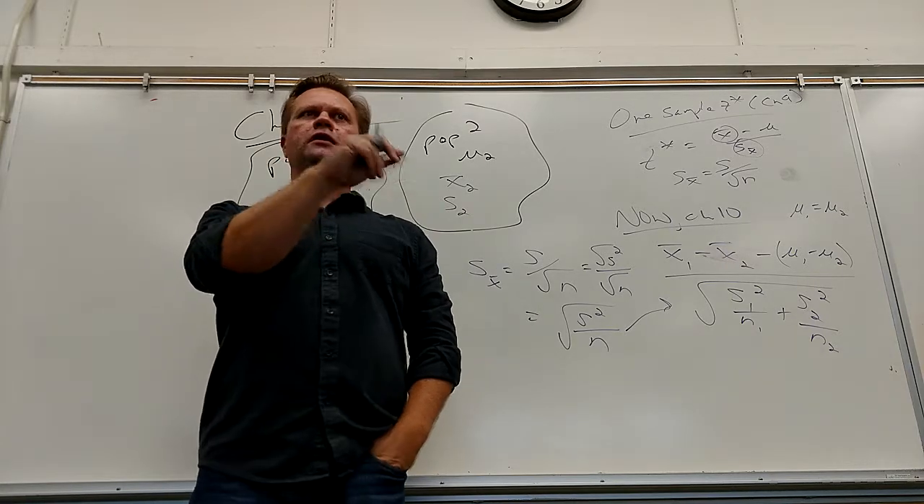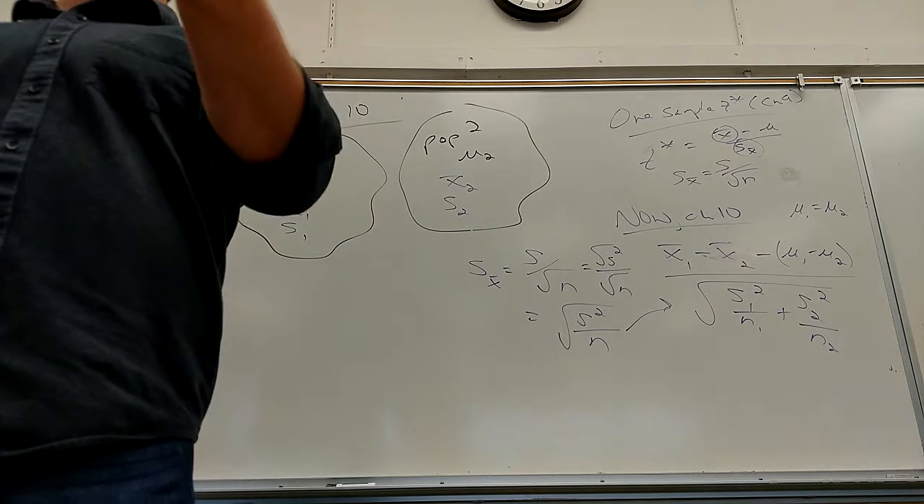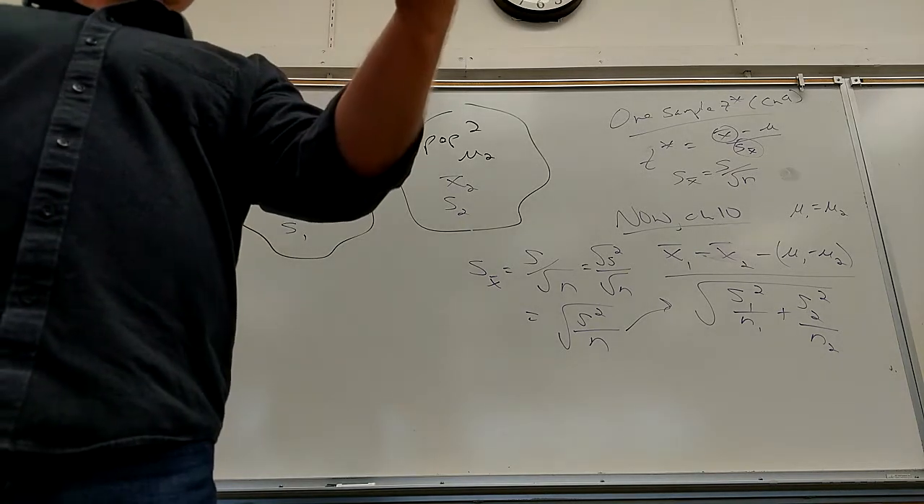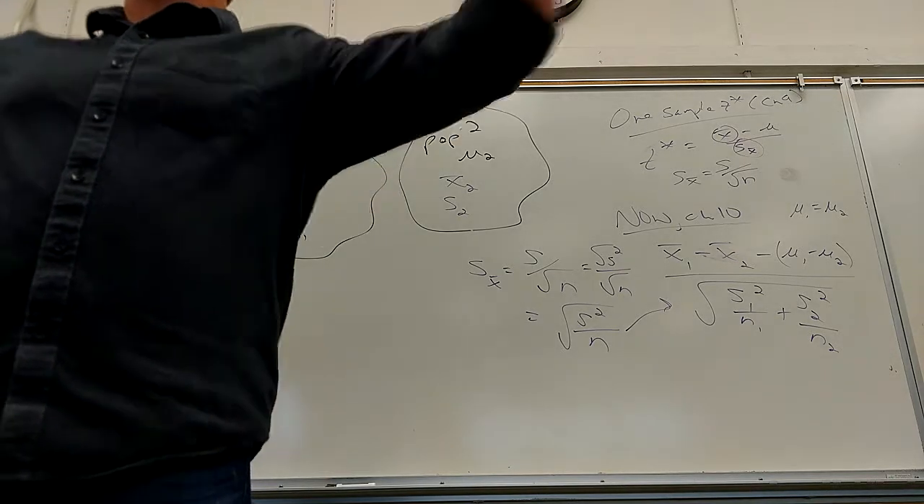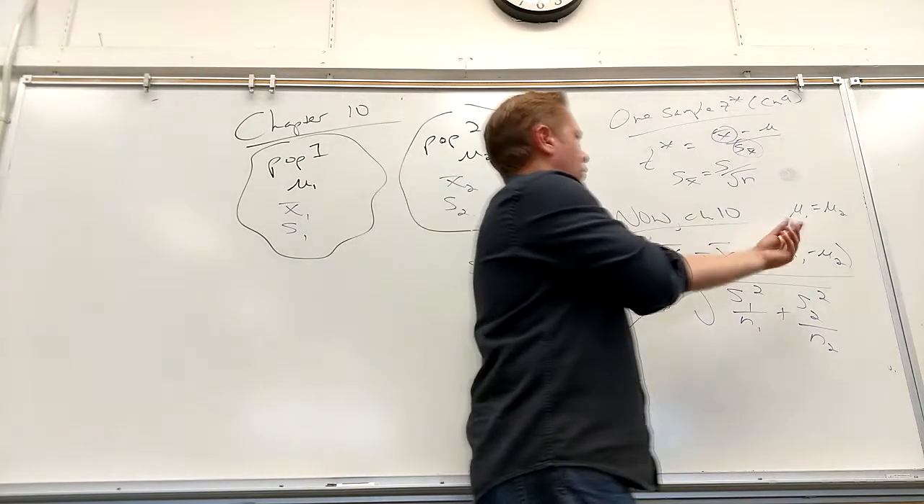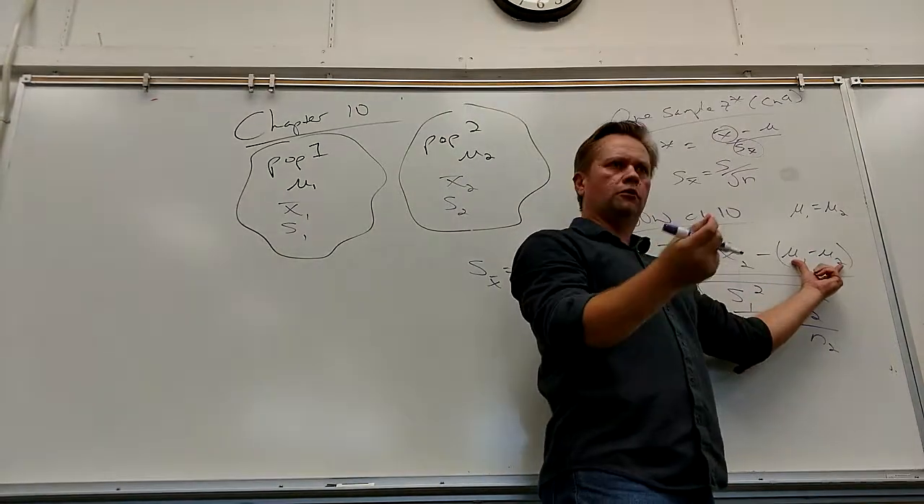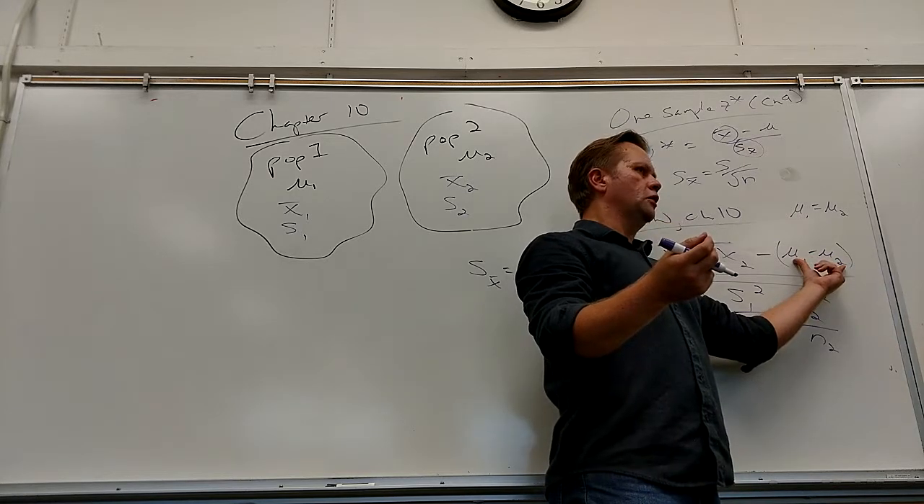Now, if mu1 equals mu2, think about it: what are you trying to show evidence for if you think you've made a drug that is different from the old drug? You're trying to show evidence that it isn't equal to something, right? So normally the null is that these two are equal in some way. So if these two are equal, what is mu1 minus mu2?